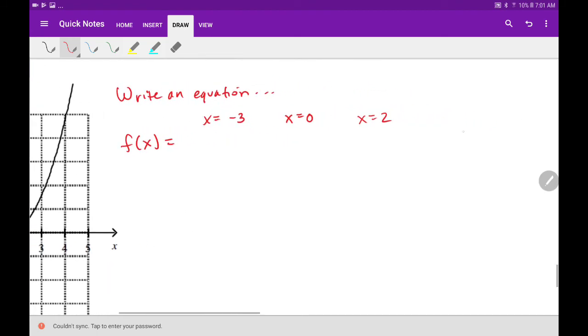So step 1, we wrote our x-intercepts. From there, we can write our factors. So if we had x equals 3 as our x-intercept, let me rewrite this just a sec. Since we had x equals -3 as our intercept, that means the factor should have been x plus 3.